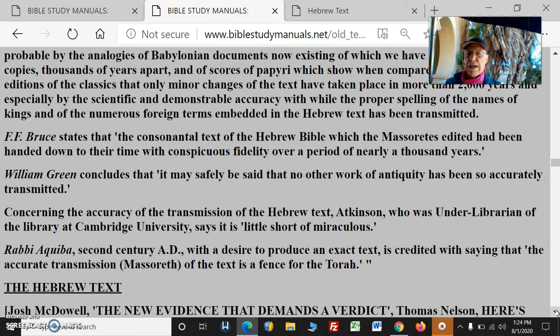Rabbi Akiba, 2nd century AD, with a desire to produce an exact text, is credited with saying that the accurate transmission in Masoret of the text is a fence for the Torah.